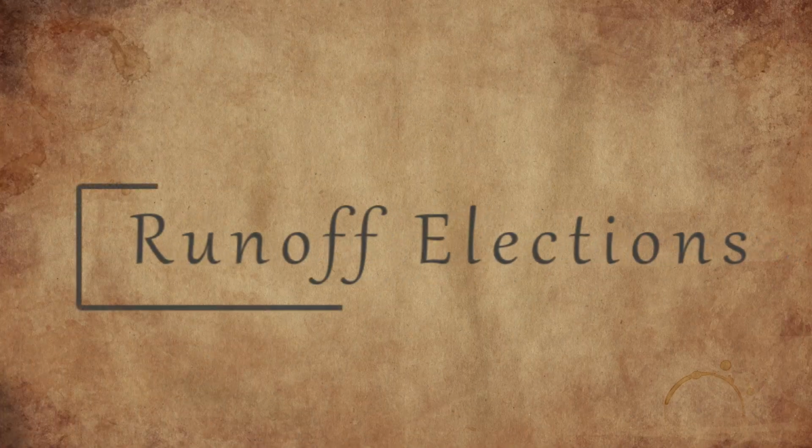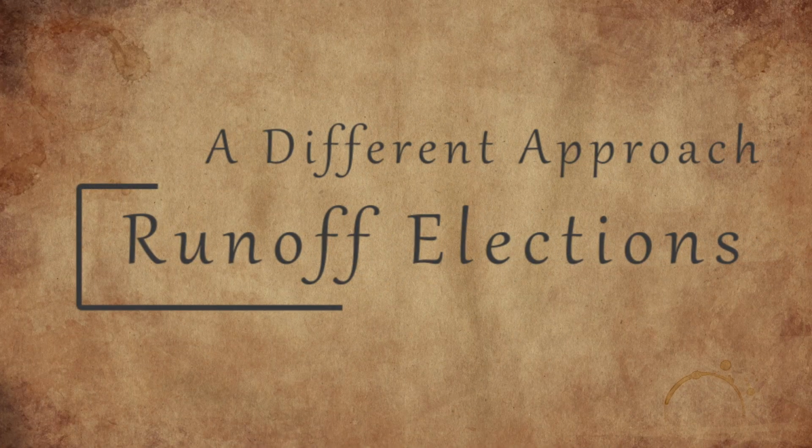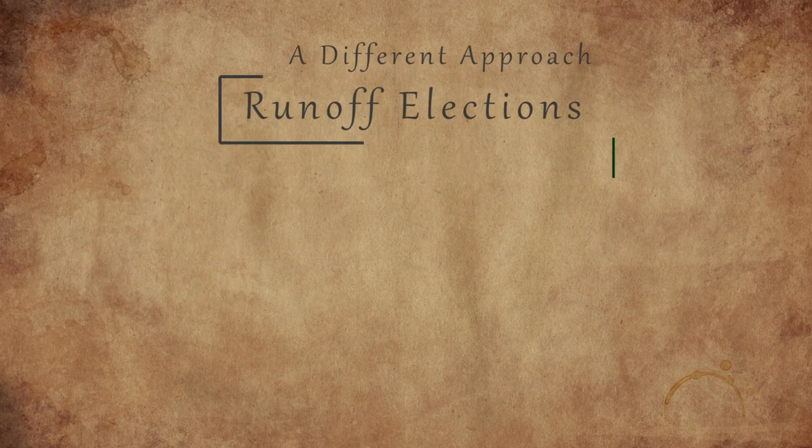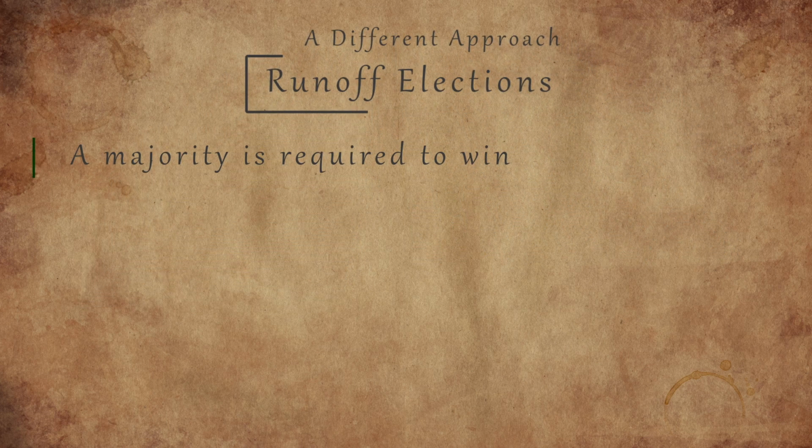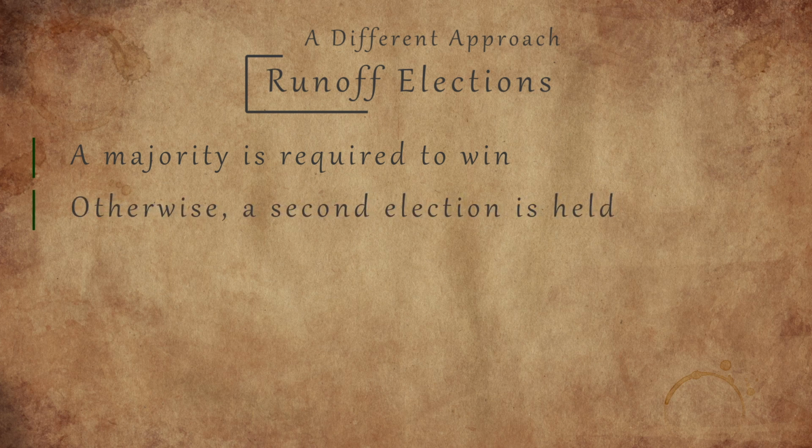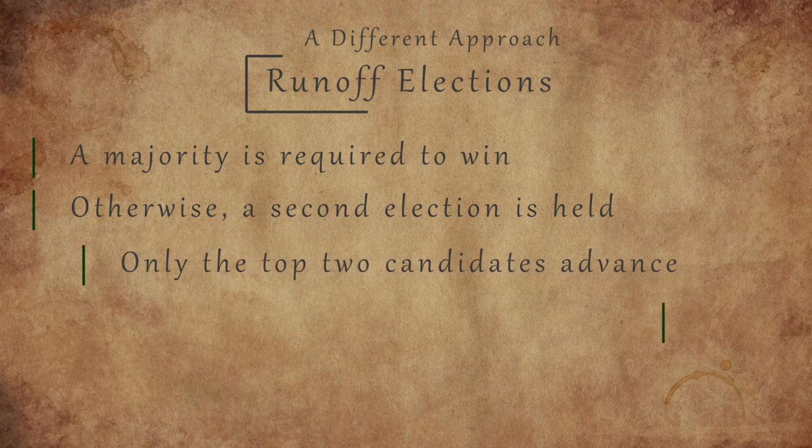Another solution that might help make U.S. elections more representative is a runoff system. Under this type of electoral system, a candidate must receive a majority of the votes to win. If no candidate receives a majority, then the 2 candidates with the most votes advance to a second election, while the rest are eliminated. Georgia and Louisiana already have this kind of a system in place.